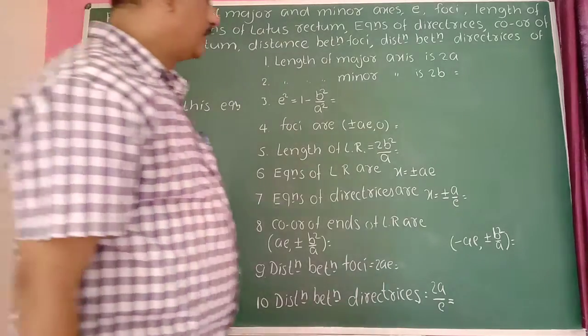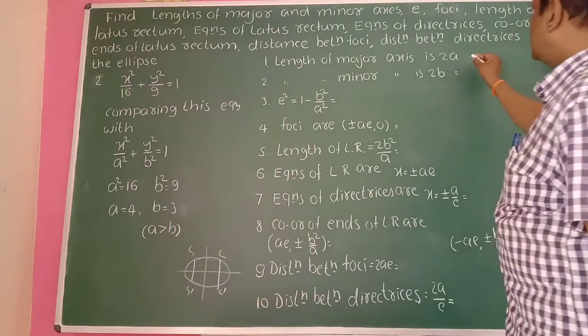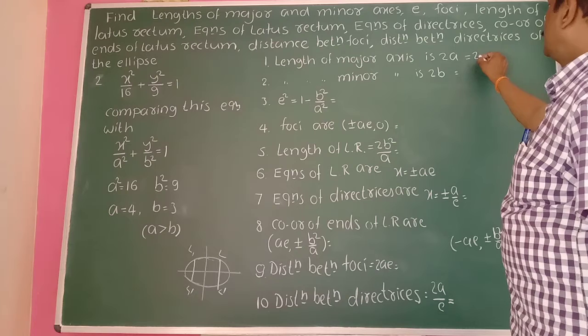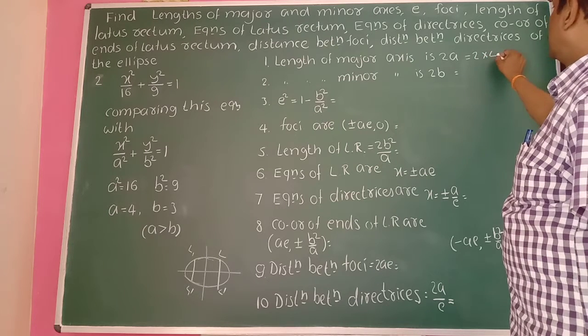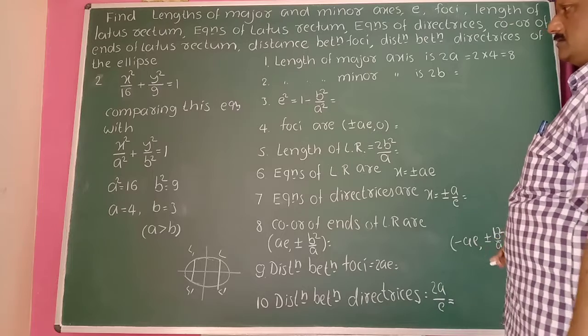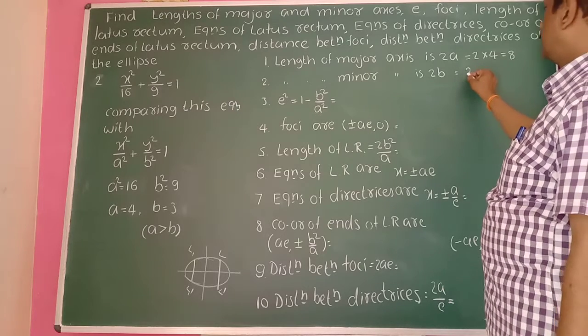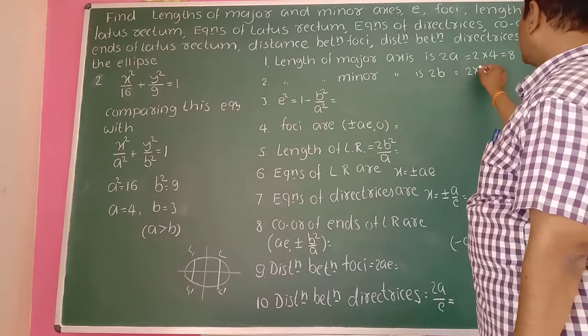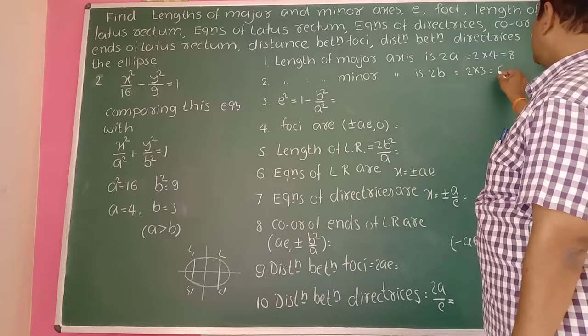Therefore, the a value is 4. The length of the major axis becomes 2 into 4, which is equal to 8. And the length of the minor axis is 2 into 3. Then 3 2s are 6.